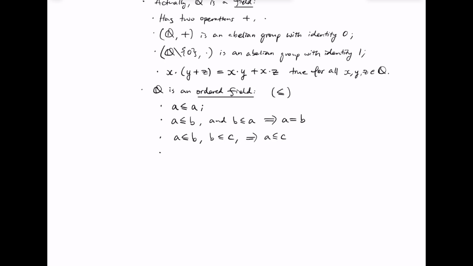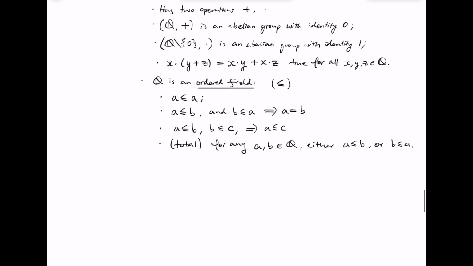And the last quality that it has is what's called a total order. So this order is total in the sense that every two elements are compatible. So for any two elements A or B inside of Q, you either have that A is smaller than or equal to B, or B is smaller than or equal to A. So any two numbers are comparable. So this is the abstract description of this so-called order, less than or equal to.